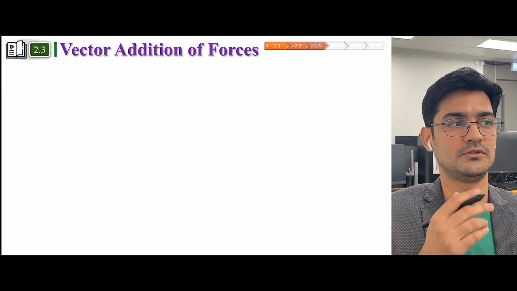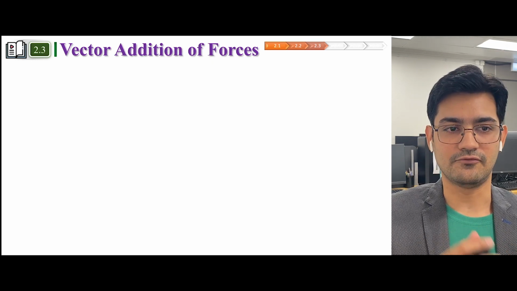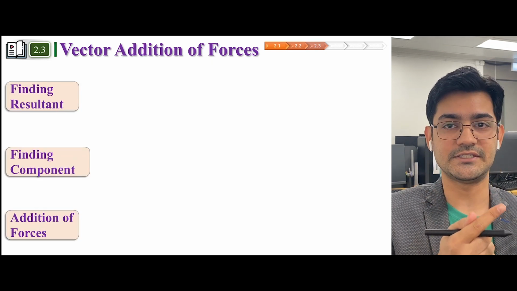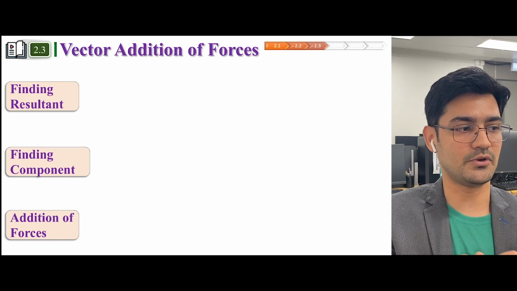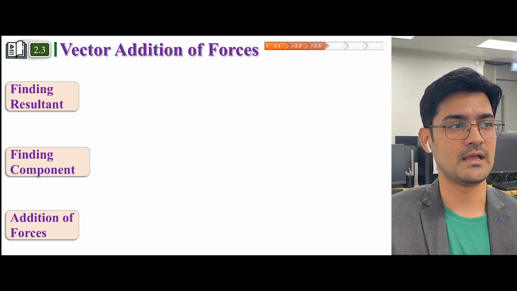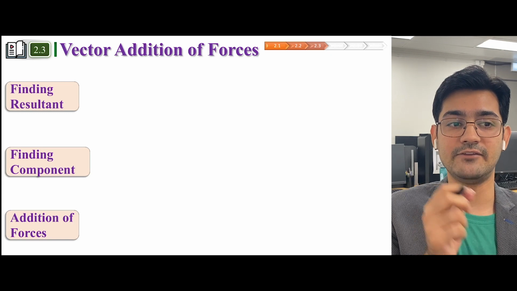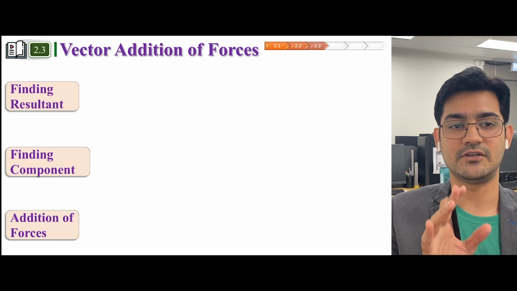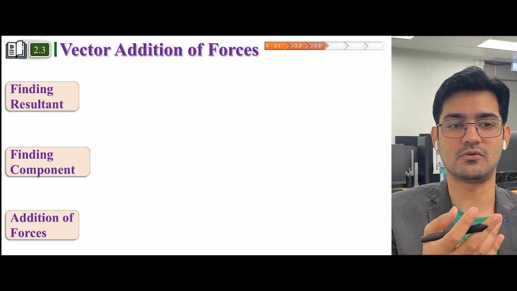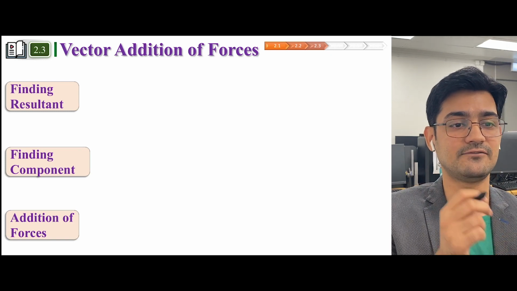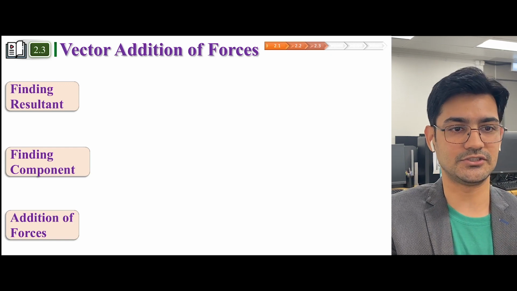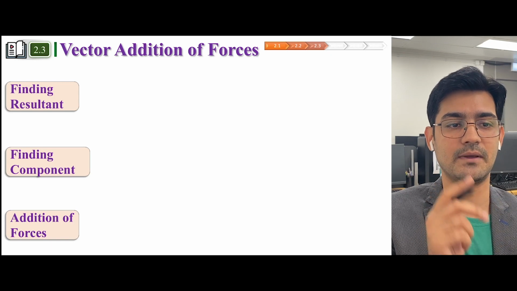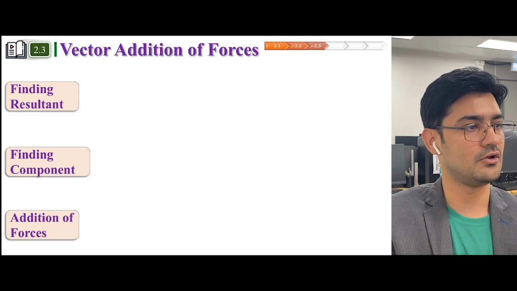Now the next section is on vector addition of forces. In this vector addition of forces, we have three sections: finding resultant, finding components, and addition of forces. Now we know that this subject is about the effect of forces on bodies. So experimental evidence has shown that a force is a vector quantity, since it has a specified magnitude and direction. So the forces will also add accordingly using the parallelogram or triangular law.